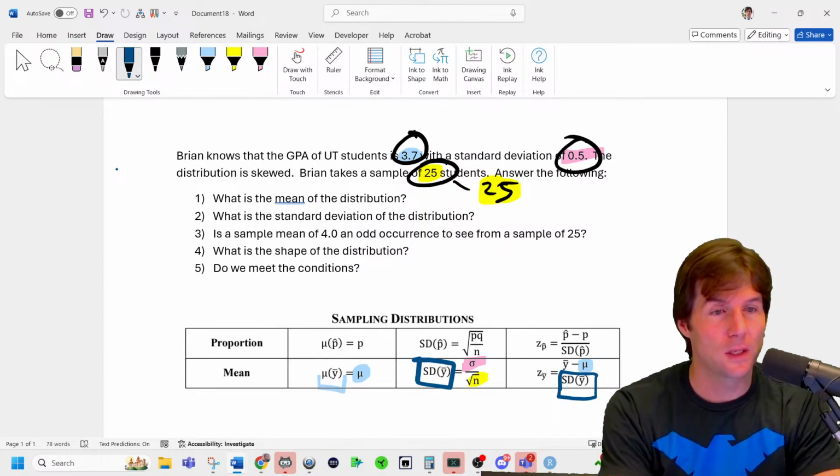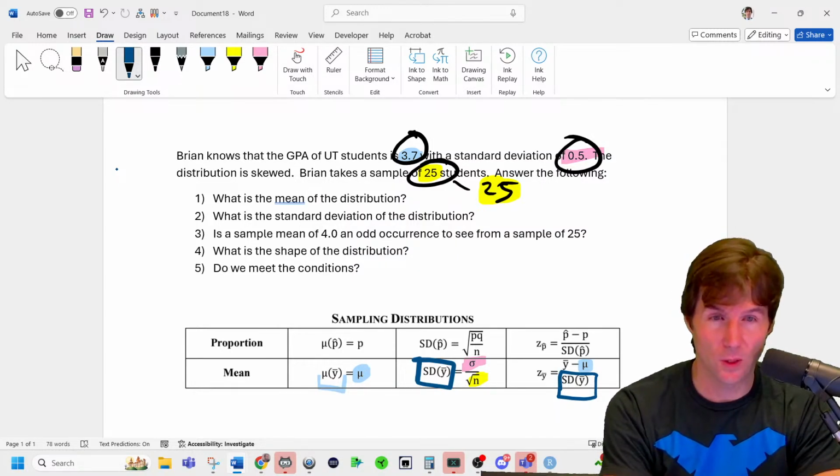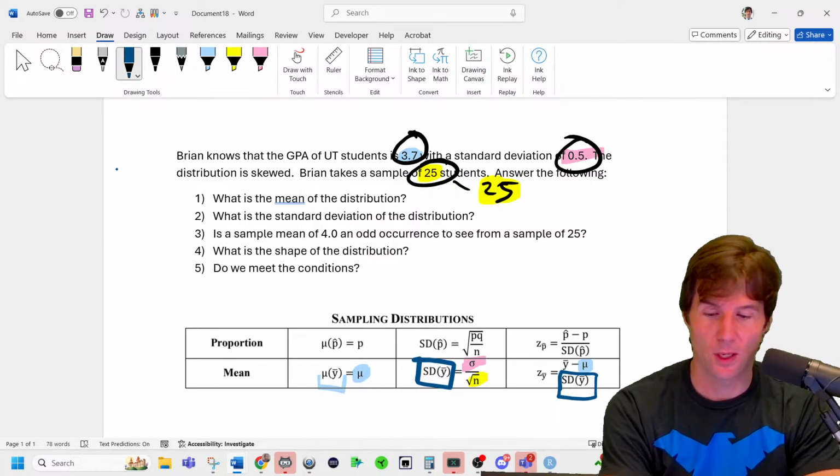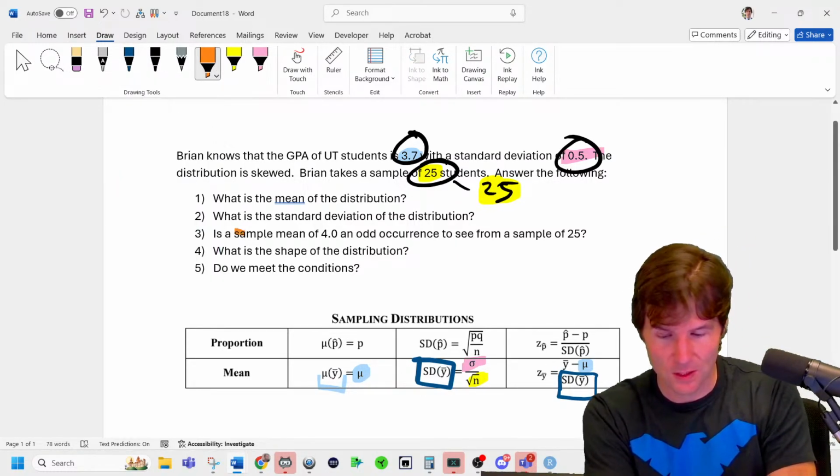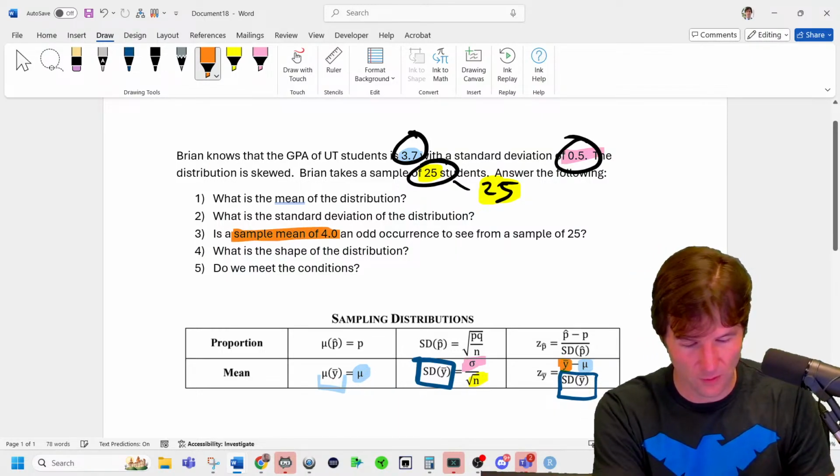How is there a mean if it's skewed? Courtney, really good question. We'll get into that. And Marley has pointed out y bar, which is said later in this problem. Y bar is a sample mean, from a sample of 25.